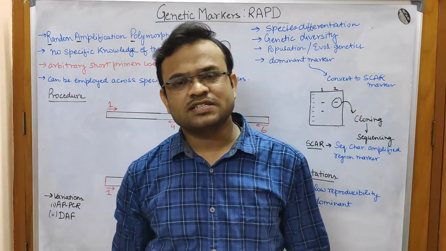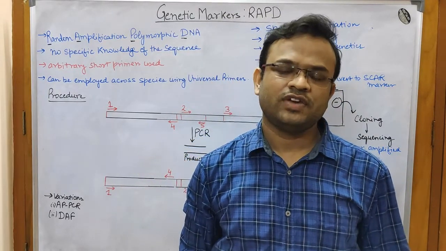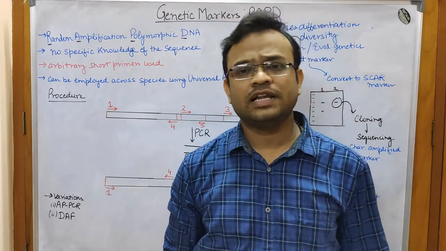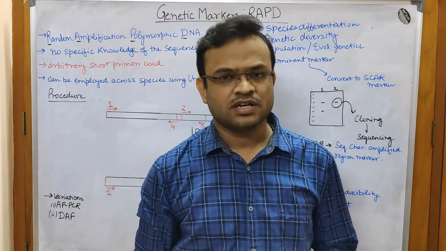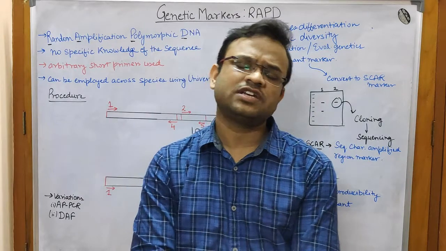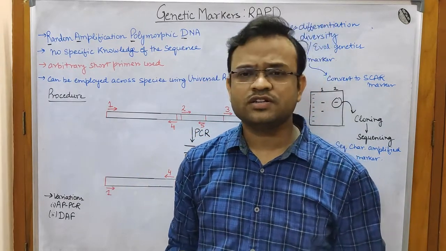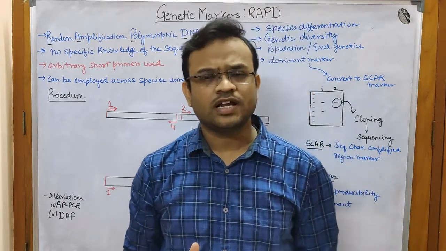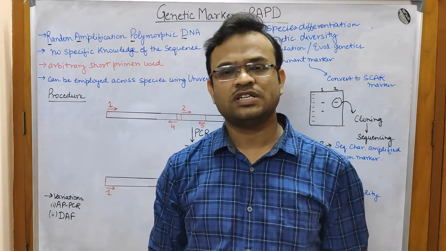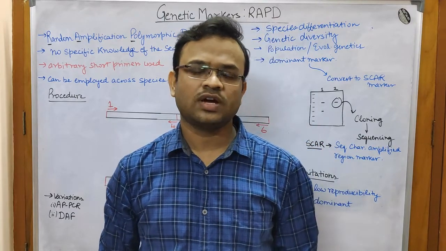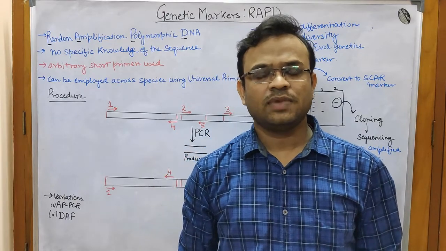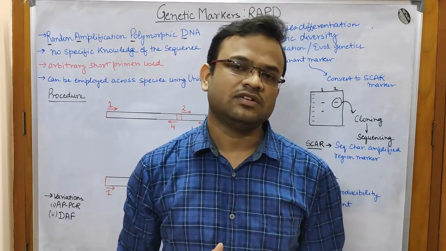RAPD. We have already been discussing genetic markers. We had already discussed RFLP, that is restriction fragment length polymorphism. That was the first genetic marker that we covered in our last lecture. So in today's lecture we would continue our discussion on genetic markers, and this time we would be dealing with RAPD. For those viewers who have not seen the RFLP lecture, I would insist that please go and watch the lecture of RFLP. That would definitely make this lecture comparatively easy for you.